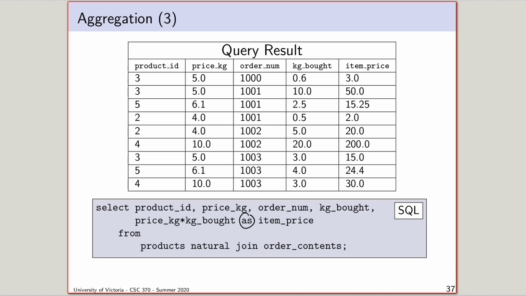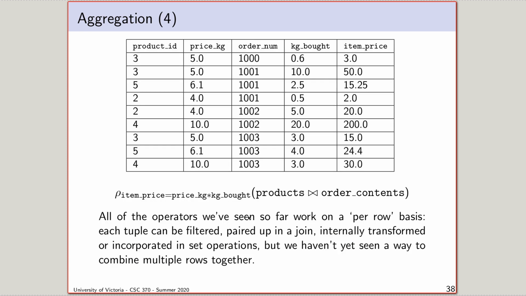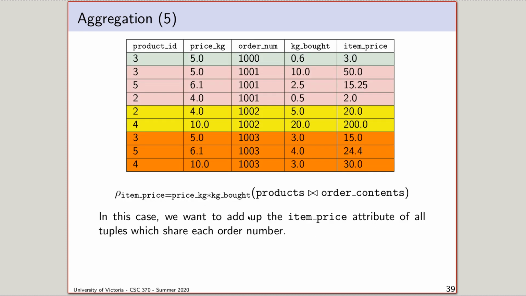Notice how we see the word as, just like I mentioned earlier. We're writing a nice readable query to rename price per kilogram times kilograms bought as item price. So I have this. What I want is to basically batch up rows into groups. I want to go through, I want to decide what criteria I'm going to use.